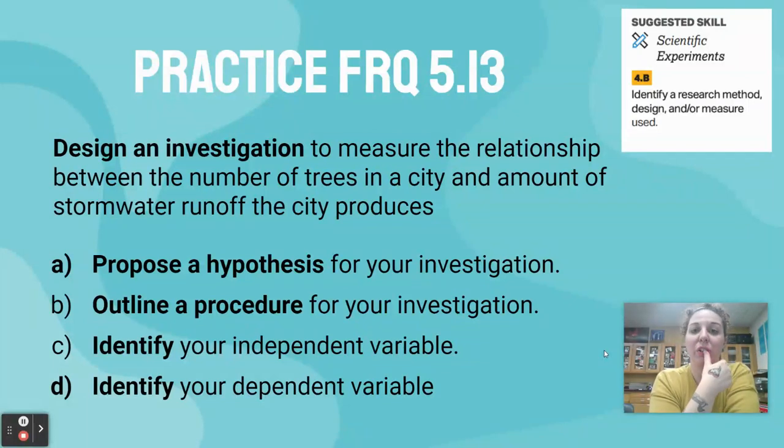Okay, so the first thing you're going to do is propose a hypothesis. So you need to think about, if I increase or decrease my independent variable, then my dependent variable will increase or decrease because of that. So write a hypothesis, outline a procedure. It does not have to be super detailed, guys, okay? For this right here, just tell me what you would do. Identify your independent variable and identify your dependent variable.